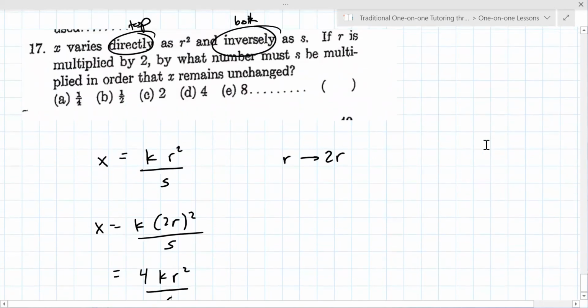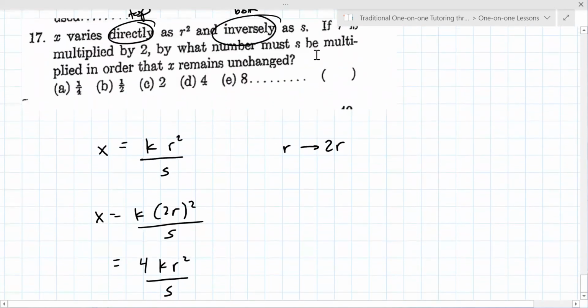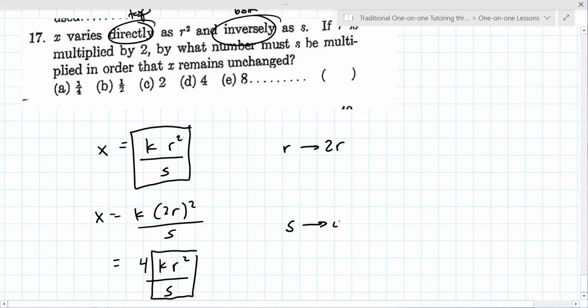Let's go back and see what the question is asking: what must S be multiplied by in order that X remain unchanged? Do you see how what I've boxed in is the original? Now this is the original, but we now have this 4 here. So what does S need to go to so that the 4's cancel out? It needs to go to 4S. And that's how you get your answer of D. Okay, that makes sense.